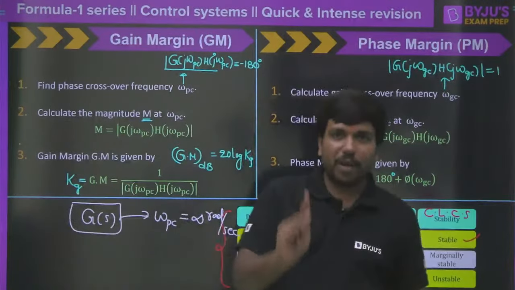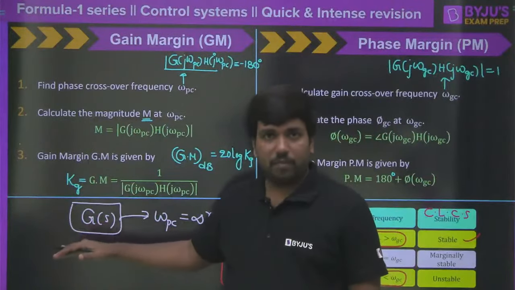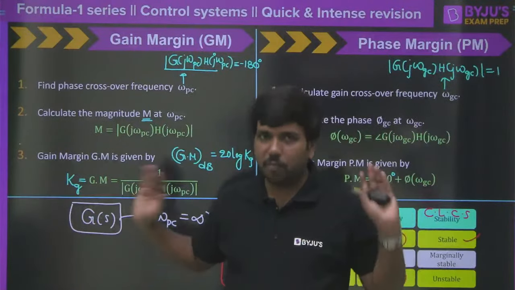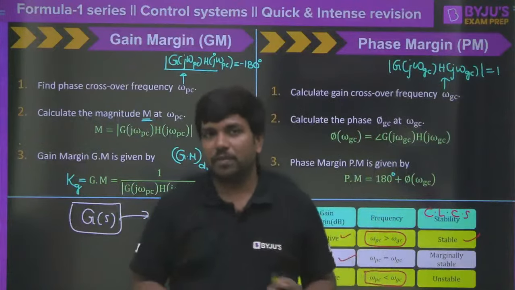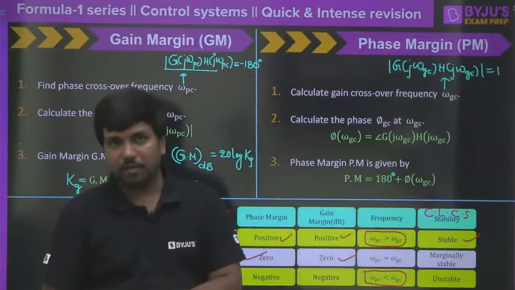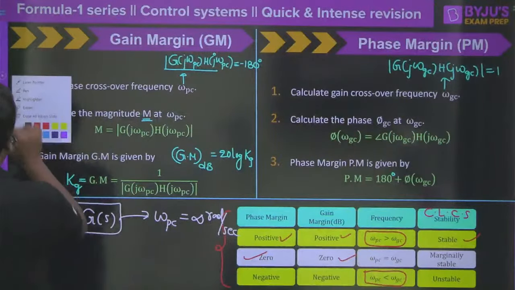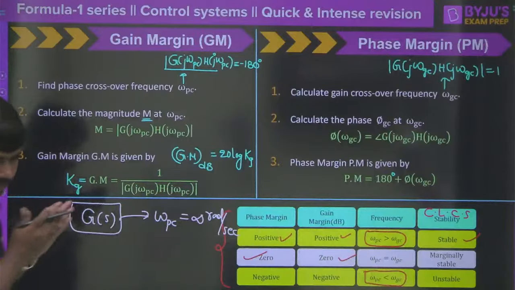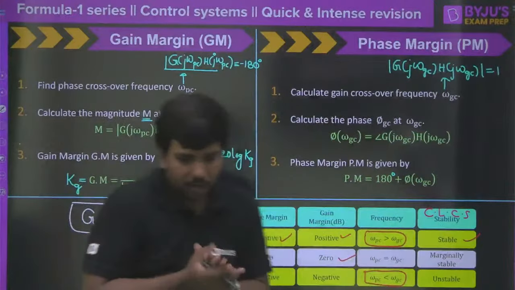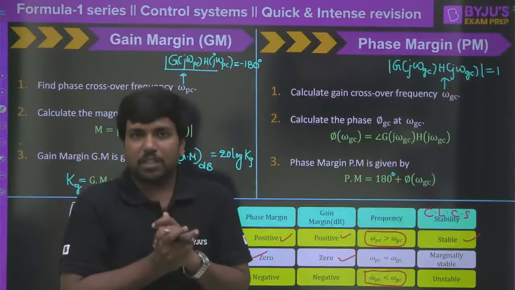If I get omega PC is equal to infinity, can this system be unstable? Is it possible for this system to become unstable? Take some time and tell me, is it possible for this system to become unstable or not? Everyone, you must answer.